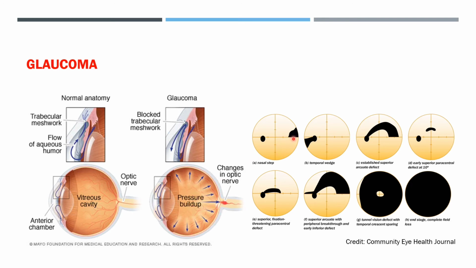Initially the nasal fibers are damaged, so the temporal field of vision is lost. Then the temporal fibers are damaged, so the nasal field of vision is lost. Gradually the peripheral field of vision gets completely blocked. The person can still see the central portion, but at the later stages even the central field of vision is lost and the person becomes completely blind. So this is the progressive development of visual loss in glaucoma.